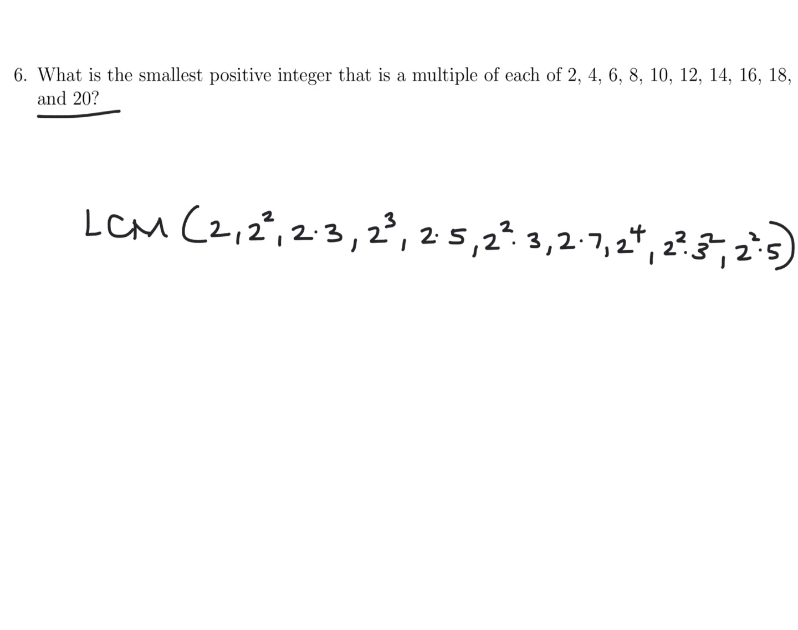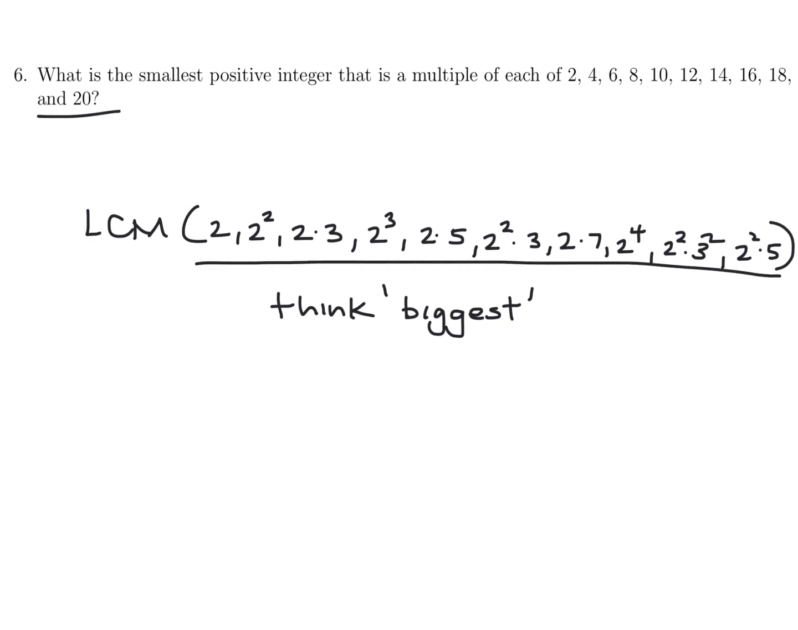All right. So when you're figuring out least common multiple, you have to think biggest. And I know that seems counterintuitive. Least common multiple, you think biggest? Yeah, and let me explain. So the first thing you do is write out all the prime numbers that are in your list. So the primes are 2, 3, 5, and 7. I think those are the only primes, right?